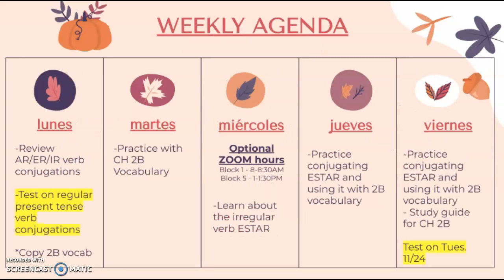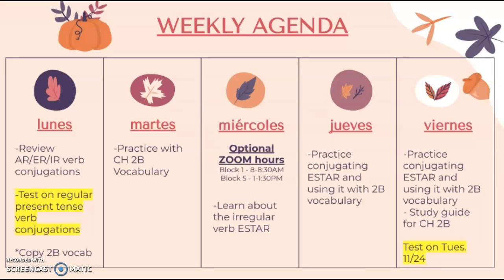So our weekly agenda for this week: on Monday we are going to review regular verb conjugations for the first half of class. The second half of class you are going to take a test on the regular present tense verb conjugations. And then your homework will be to copy the Chapter 2B vocabulary. On Tuesday we are going to practice with the Chapter 2B vocab. On Wednesday we are going to learn about the irregular verb estar.